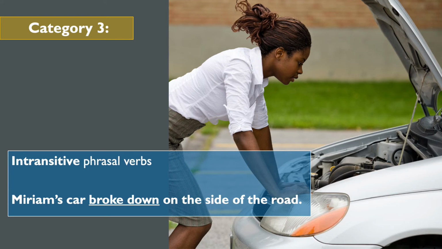Now, a phrasal verb like break down has no object. The car broke down, but it didn't break down something. So if there's no object, then we're dealing with intransitive phrasal verbs.